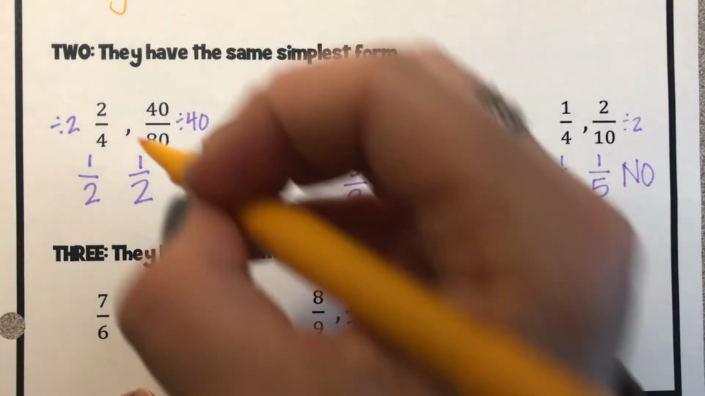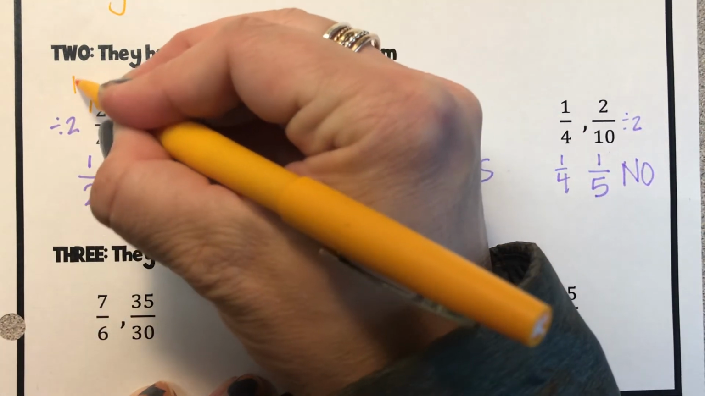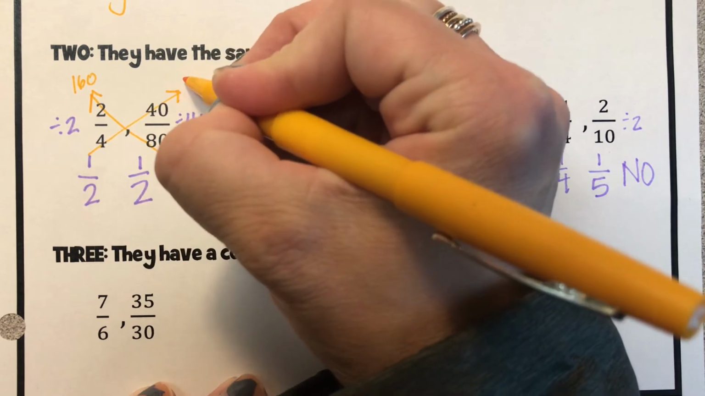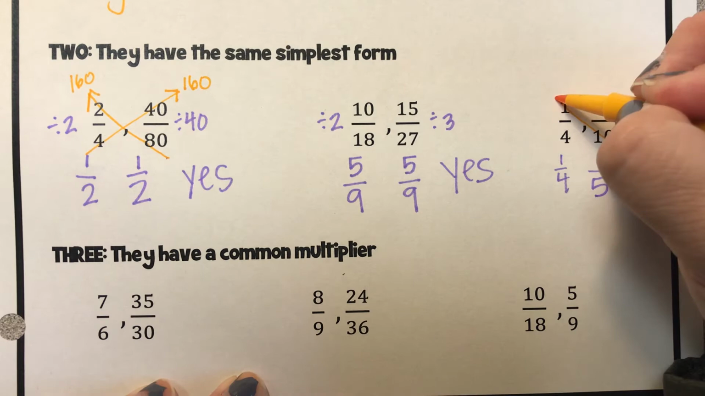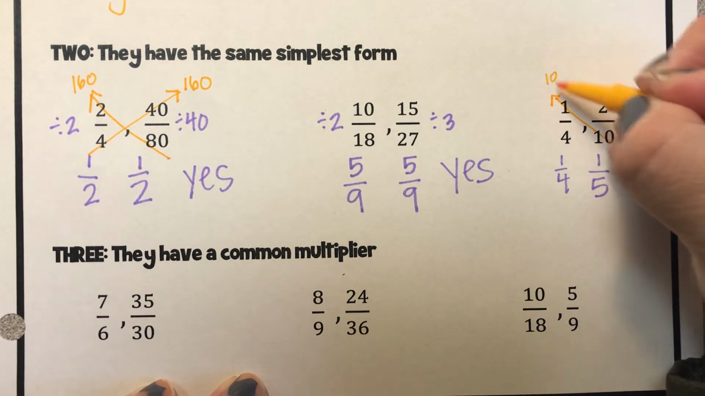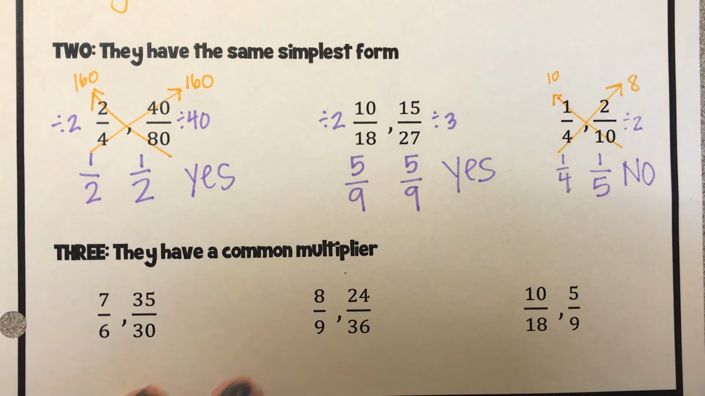Okay, and again with cross products, 80 times 2 is 160. 4 times 40 is also 160. 10 times 1 is 10. 4 times 2 is 8, so that's a no.